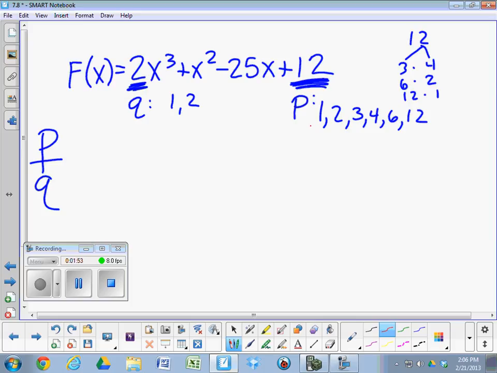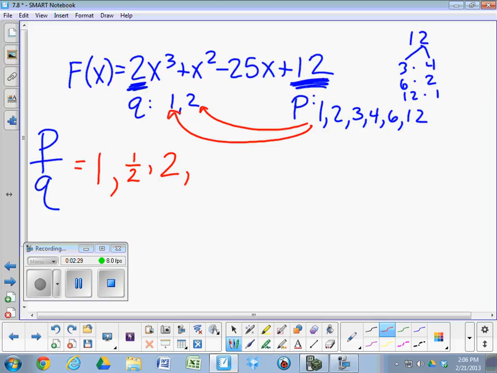First, we have 1 over 1, which is 1. Then we have 1 over 2, which is 1/2. Then you move to the next number. Now you have 2 over 1, which is 2. But then you have 2 over 2. 1 is already listed. You're not going to make 1 stand in the lineup twice. Okay? Good. We're done using the 2.